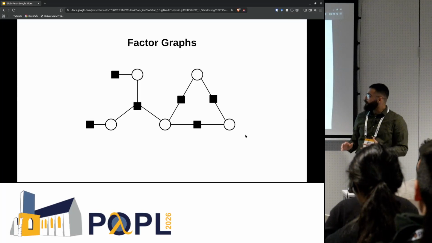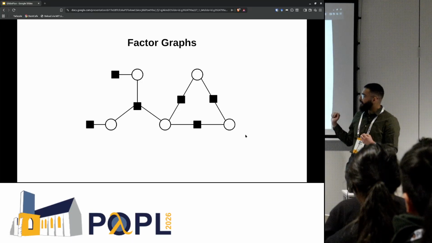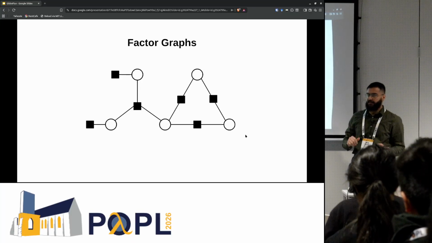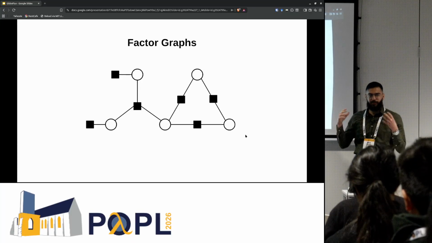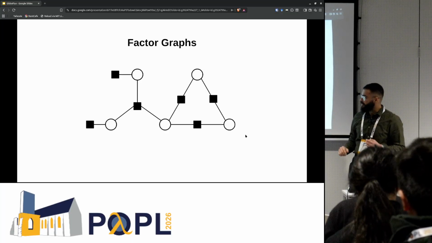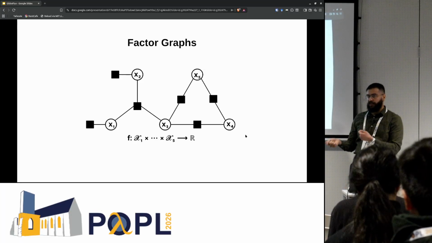In this talk, I'm going to use this factor graph notation to show graphical models. A factor graph is just a graph with two types of nodes, variable nodes and factor nodes. Variable nodes we show with circles, factor nodes we show with squares. And the graph is bipartite. Circles only connect to squares and vice versa. The graph as a whole just represents a real valued function.